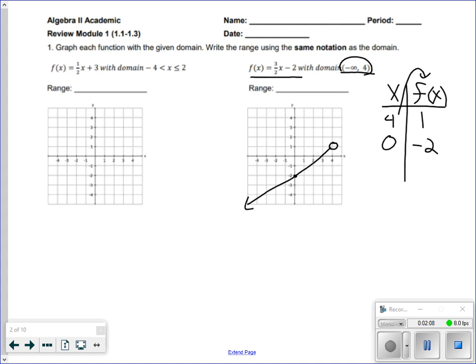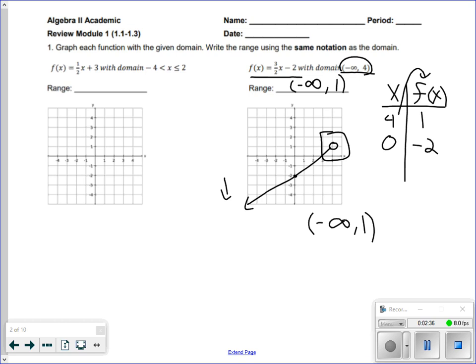The range, remember, the range goes from the smallest y value to the greatest y value. So we're looking at this graph. This graph is always going down forever. So that means our smallest y value is going to be negative infinity. And then if we look to the highest point, that (4, 1) right here, that's our highest point on the graph. So the y value of that is just 1. So that makes our range negative infinity to 1.